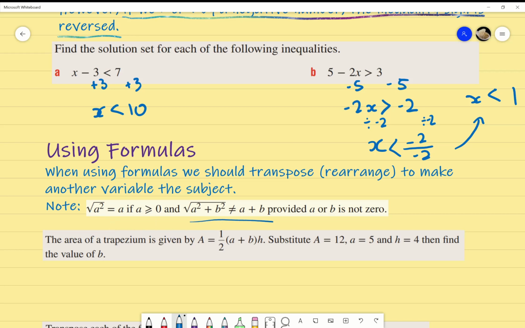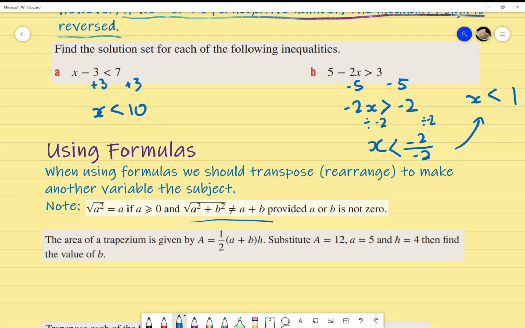Awesome. And then over here, the second rule I want you guys to look at. The square root of a squared plus b squared is not just a plus b. And you guys already know that from my Pythagoras theorem. The square root of (a squared plus b squared), my apologies, is not just a plus b, provided a or b is not 0.